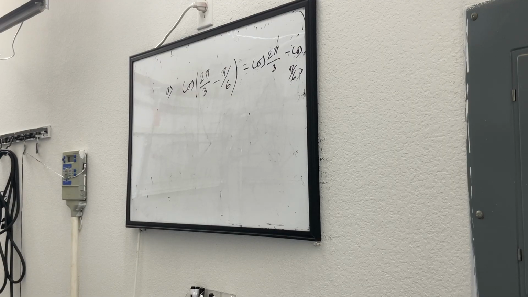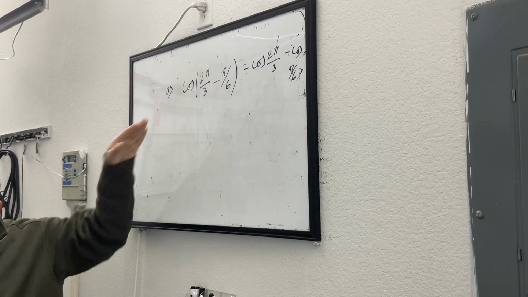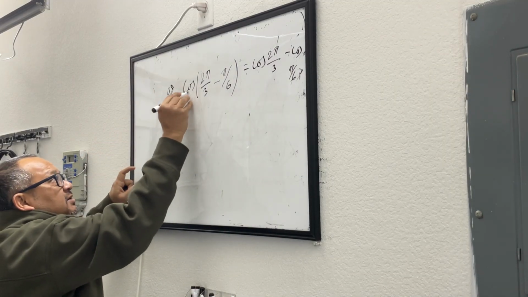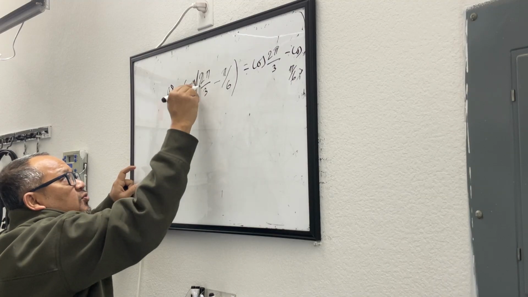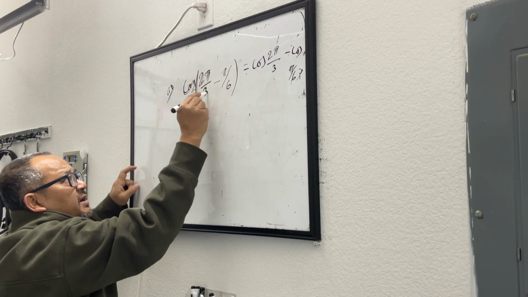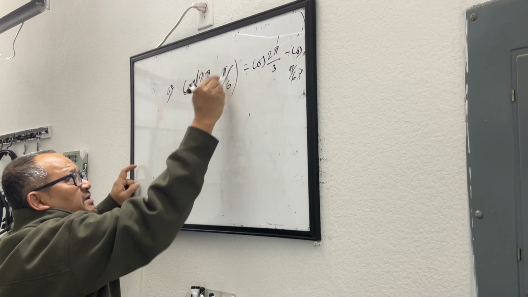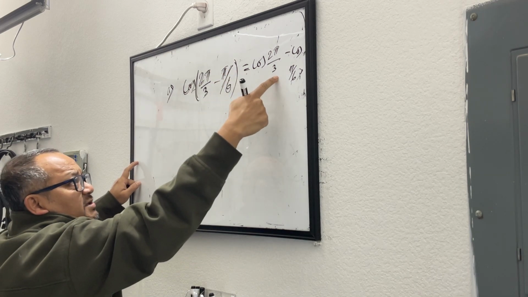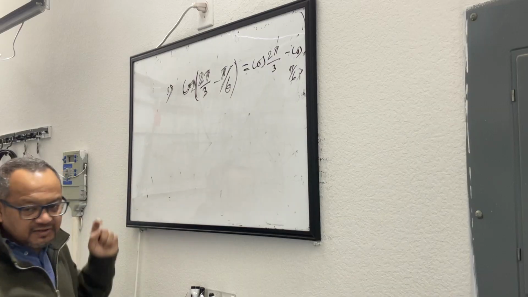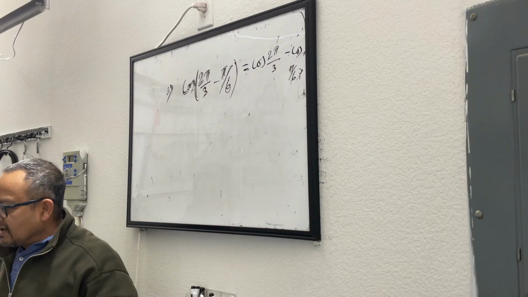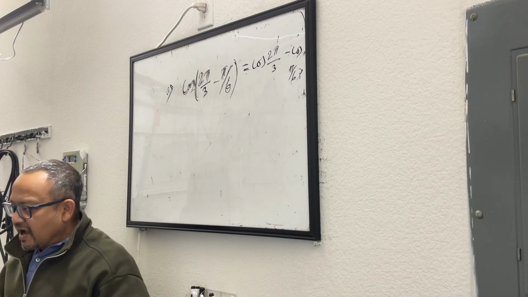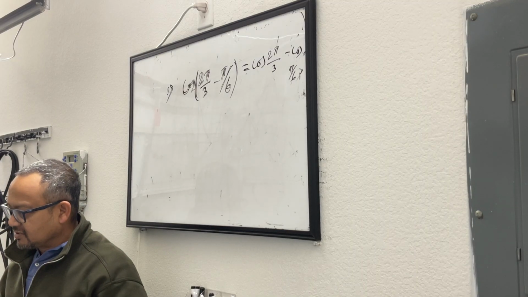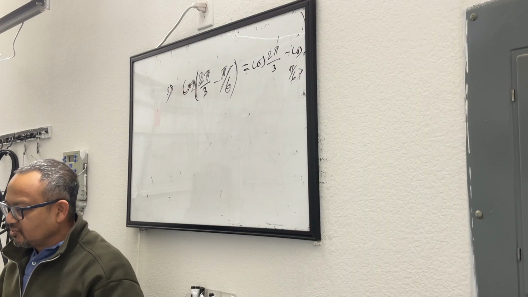Okay, so this was the question. I will use darker fonts. Cos of 2 pi over 3 minus pi over 6 equal to cos of 2 pi over 3 minus cos of pi over 6. Is this true or not? You said it is not true, but you have to tell me why you think so. You're talking to me, pretend.